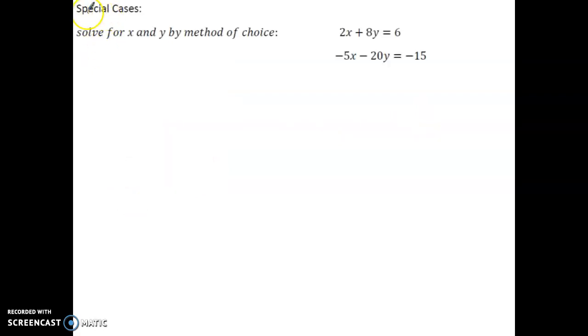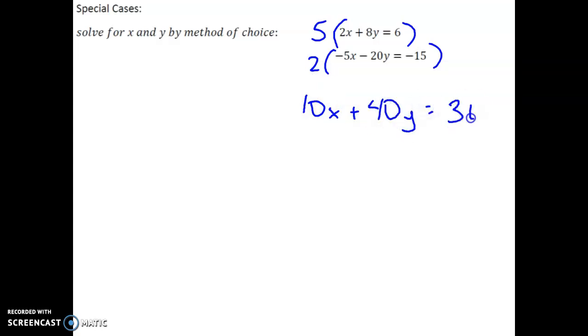Skip down a little bit till you see where it says special cases. All right, so I look at my coefficients here. Again, I do not see anything that is a coefficient of 1, so I'm going to choose to use elimination. The signs are opposite each other. If I can make the numbers opposite each other, then I'm going to be able to cancel out the x's. So let's multiply that top equation by 5 and the bottom equation by 2. There's no reason to multiply by a negative because the signs are already opposite one another.